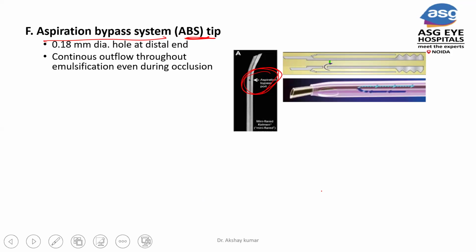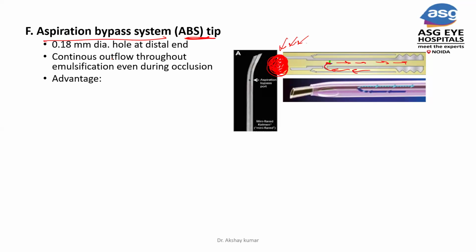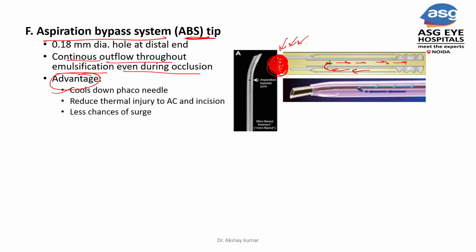Whenever there is an occlusion at the phaco tip, suppose this is the nuclear piece I'm making here, there is a continuous flow beneath the sleeve, continuous flow of fluid from here to here. So whenever the occlusion breaks, it will not lead to surge. This is how the surge is prevented with the help of the aspiration bypass tip. It leads to continuous outflow throughout the emulsification during occlusion. Its key advantages: it cools down the phaco, reduces thermal injury to the anterior chamber and incision, and gives less chance of surge.